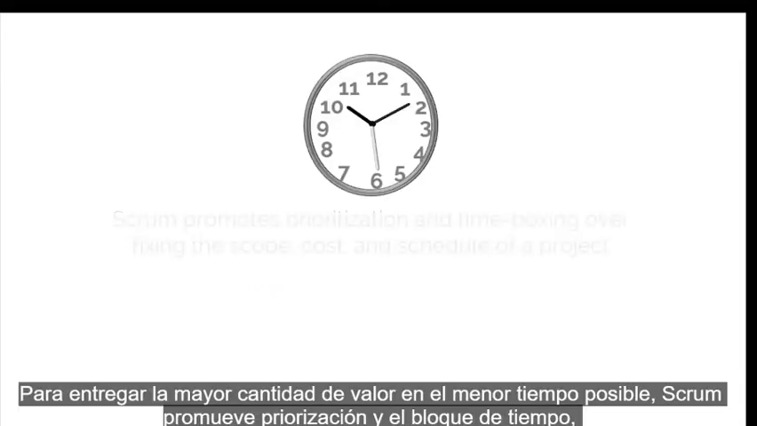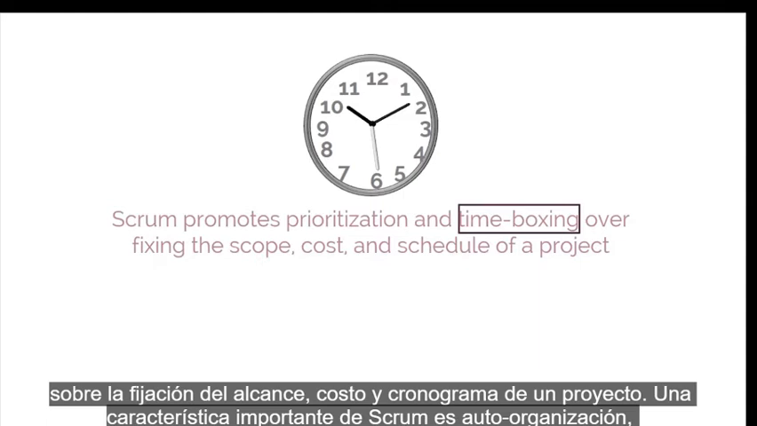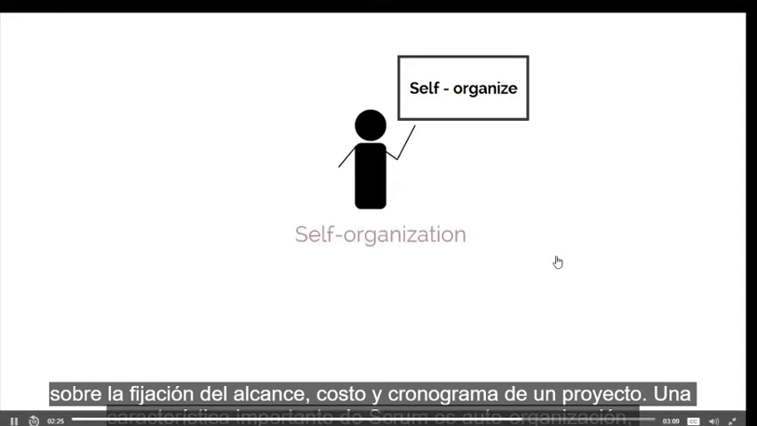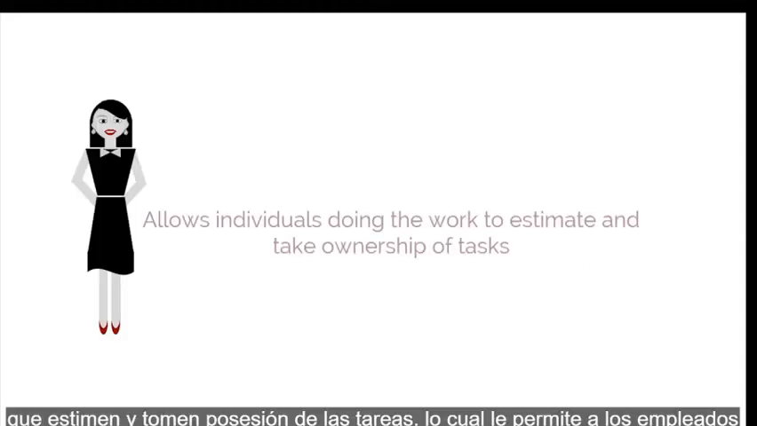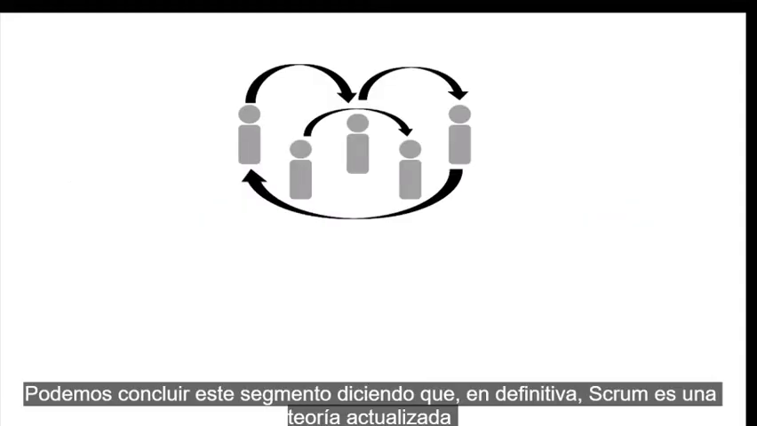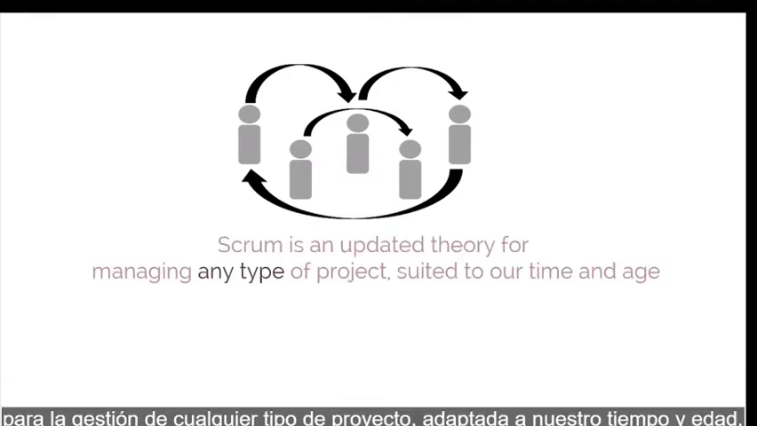The primary focus is on delivering products that satisfy customer requirements in small, iterative, shippable increments. To deliver the greatest amount of value in the shortest amount of time, Scrum promotes prioritization and time boxing over fixing the scope, cost, and schedule of a project. An important feature of Scrum is self-organization, which allows the individuals who are actually doing the work to estimate and take ownership of tasks.